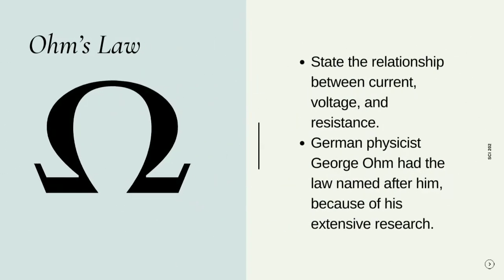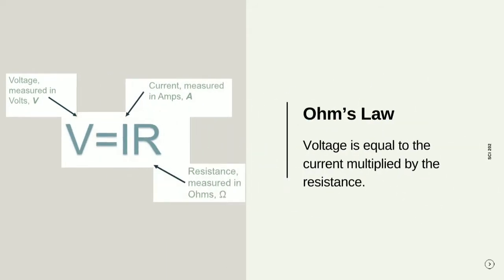Ohm's law states the relationship between current, voltage, and resistance. German physicist Georg Ohm had the law named after him because of his extensive research. Ohm's law equation is, voltage is equal to the current multiplied by the resistance, where V is the voltage, I is the current, and R is the resistance.